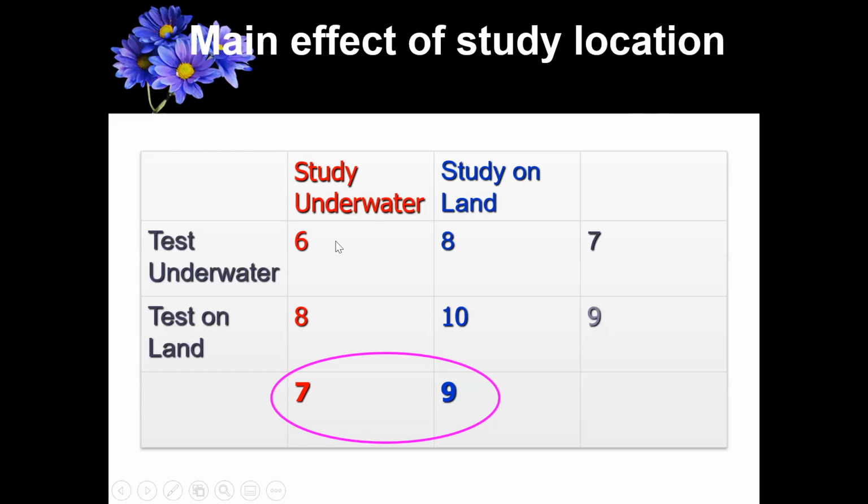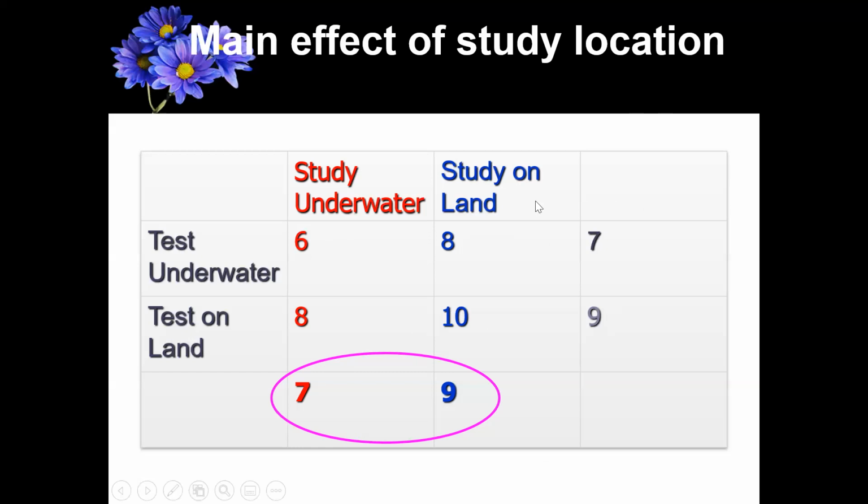So that's all I've done here. Let's say these are the mean number of words recalled per condition. When they study underwater and take the test underwater, they score 6 on average. If they study on land and take the test underwater, they score 8 on average. Study underwater, test on land, 8 is the average, and studying on land, testing on land is going to be 10 on average.